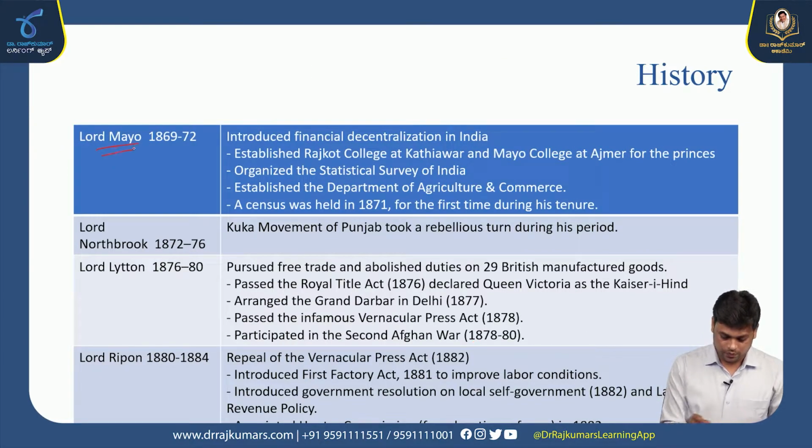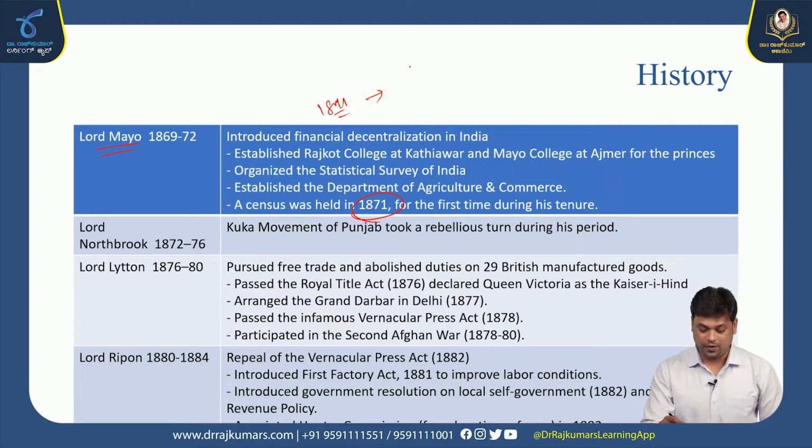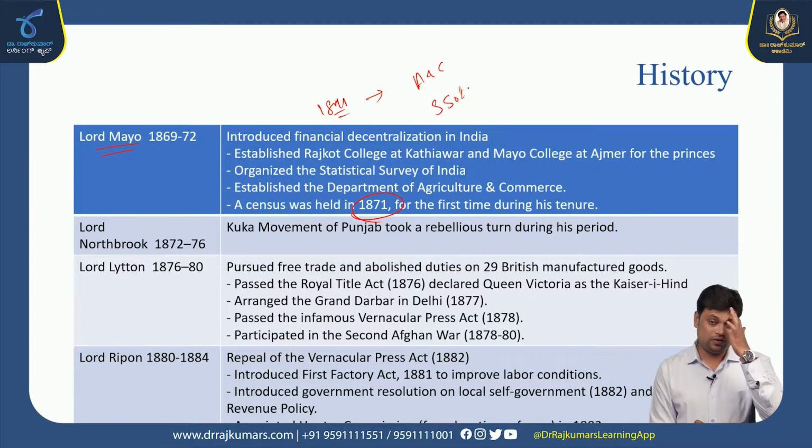Next, Lord Mayo, first census in India, 1871. He is responsible for creating a separate department for agriculture and commerce, okay, agriculture and commerce, and also organized a statistical survey of India. For the purpose of the census only, he came up with that organization.